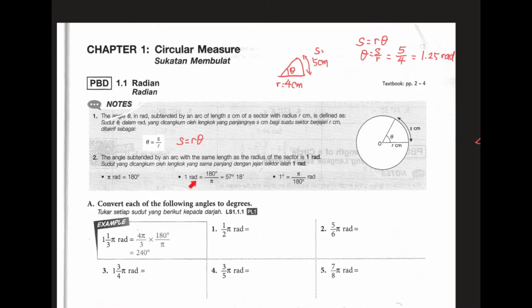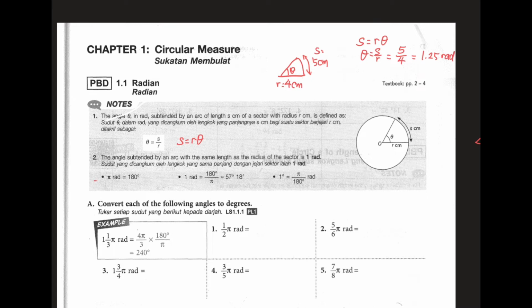And they give information here. 1 radian is actually, if you want to know how big it is in degree, then you just take 180 degree divided by pi, then you will get the angle in degree and minutes, 57 degree and 18 minutes. Okay, so the other important angle is pi radian. 1 radian is not an important one actually, so pi radian is important. Pi radian is 180 degree. This is very important.